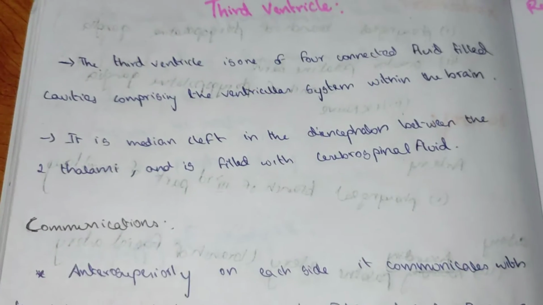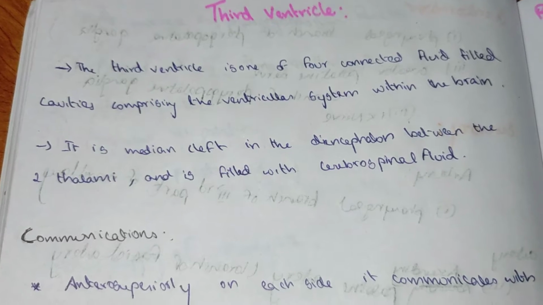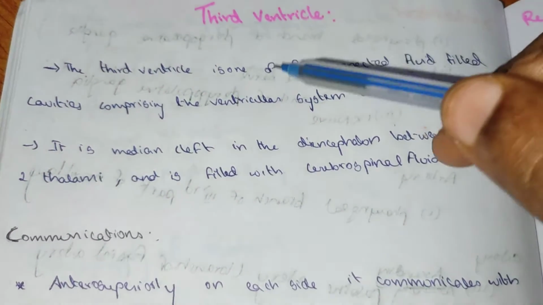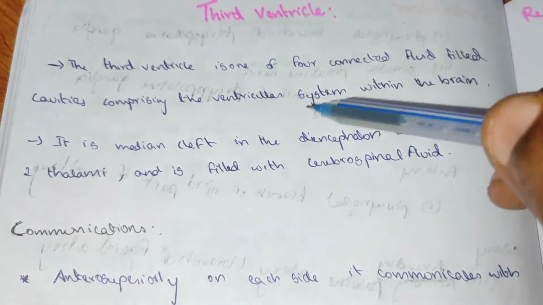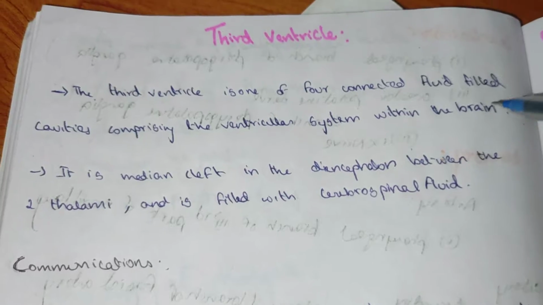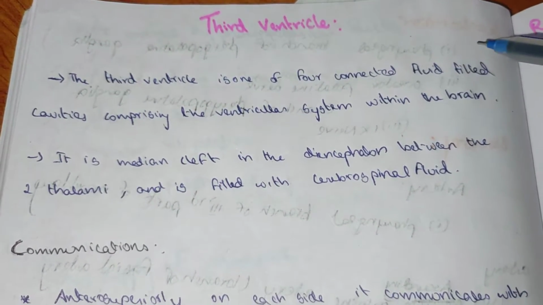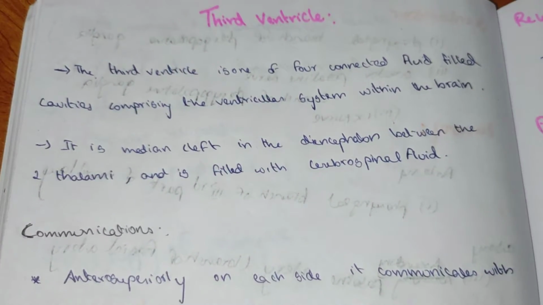In this video, we are going to see about the third ventricle. We have already uploaded a video on the fourth ventricle. Please do watch it. Now, the third ventricle is one of the four connected fluid-filled cavities comprising the ventricular system within the brain. The others are the lateral and fourth ventricles.